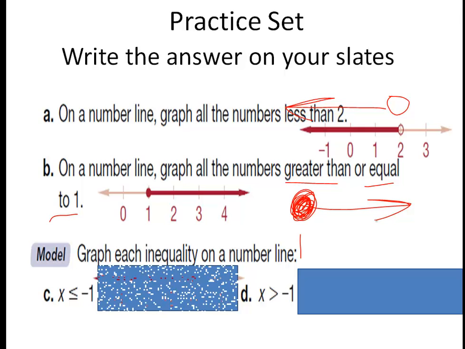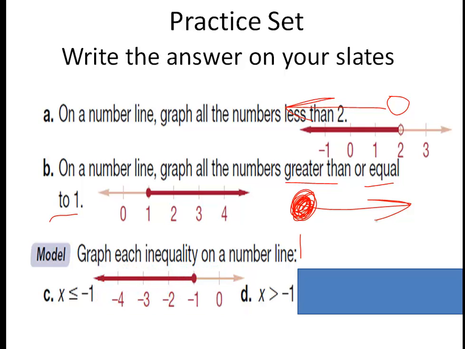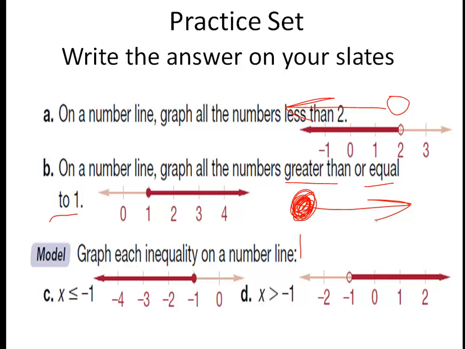All right, let's look at C. There's C: all numbers less than or equal to -1. And then here we've got all numbers greater than -1, so we're going to go the other direction with an open dot. That's it. It takes a little bit of practice. It gets a little tricky, but you should know how to do this. You should be familiar with number lines.